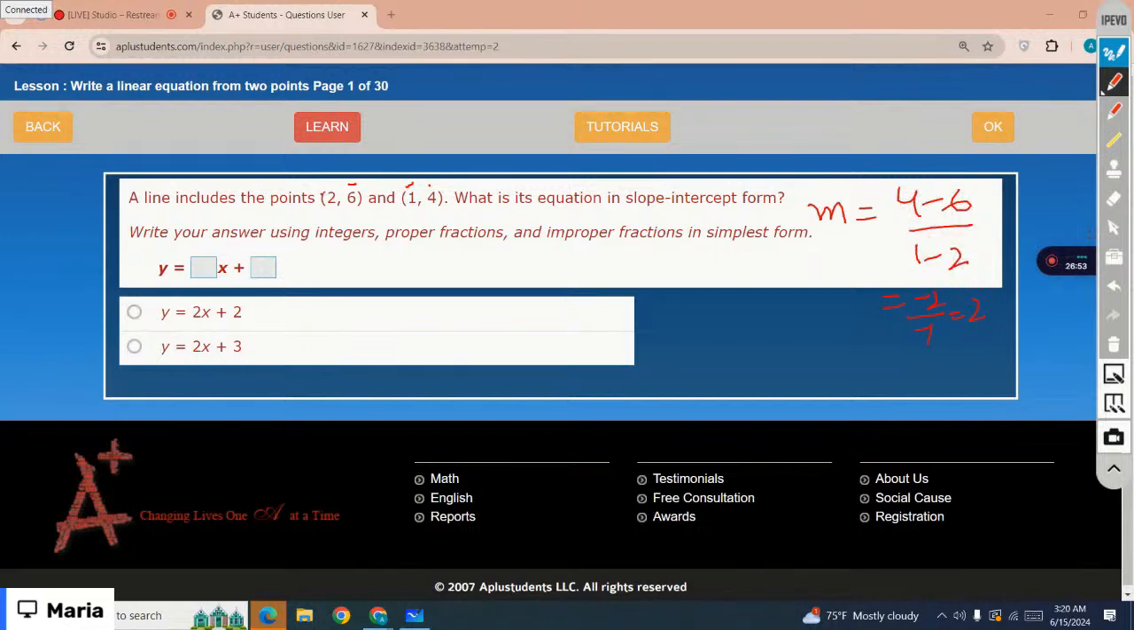Okay, now you can use any of the points, first one or second one, and calculate the value of b, right? Y equals mx plus b. I'm going to use the second point, right? Y is 4, slope is 2, x is 1, plus b, right? 1 it is, sorry, not 2. 4 equals 4 plus b.